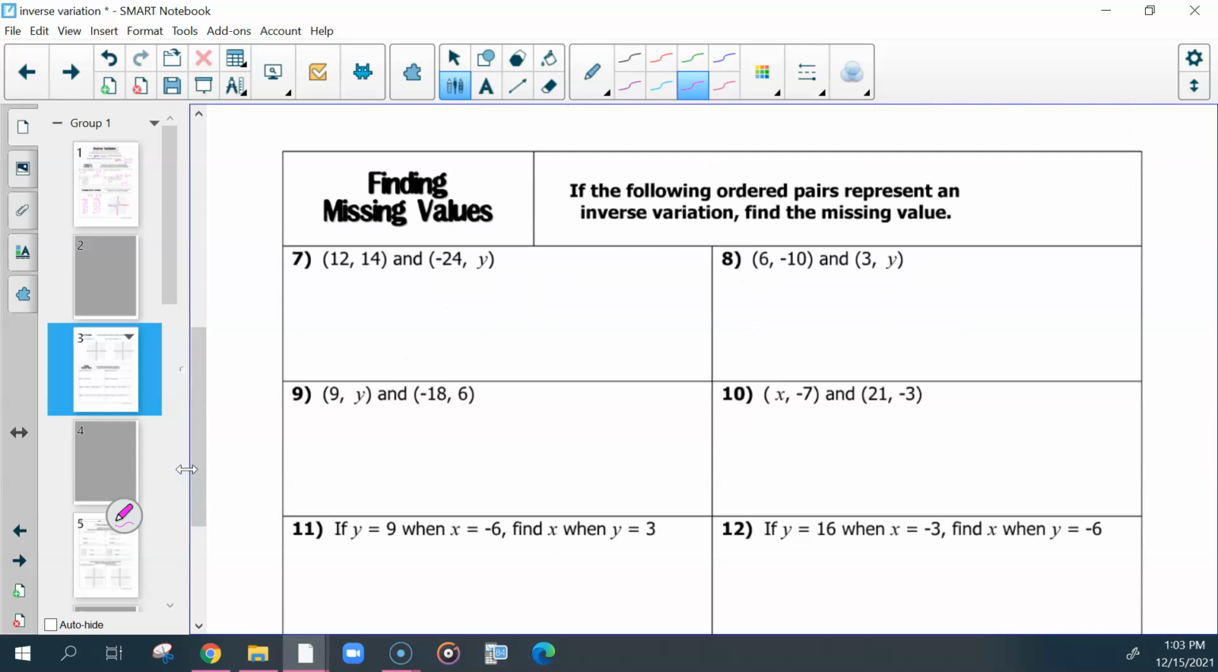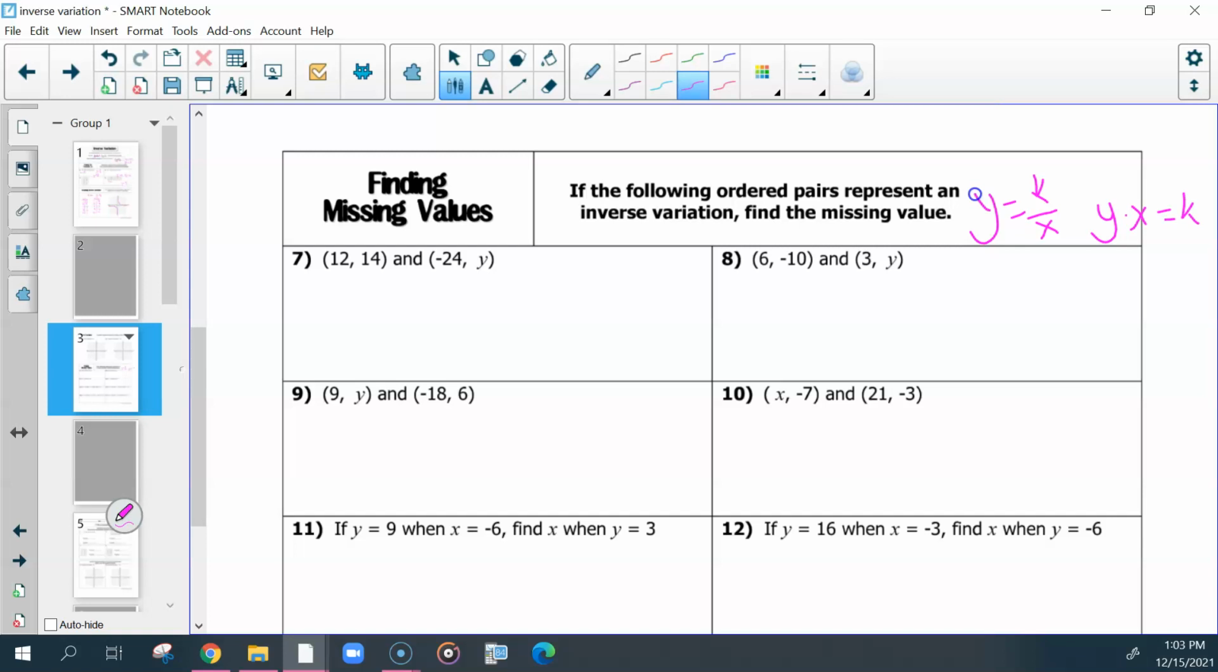We're going to go to finding the missing values. This process is very similar to the direct variation process, except we have to remember that y equals k over x in this case, and not like the direct where it's k times x. As well as to find k, we need to multiply y and x together.